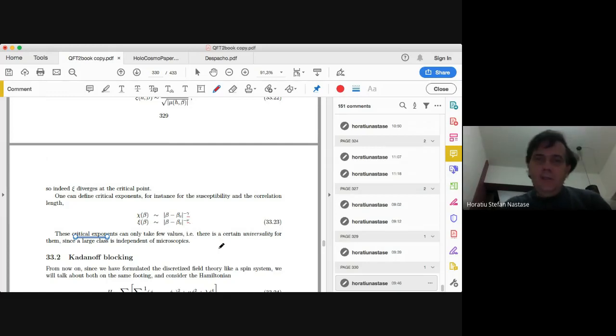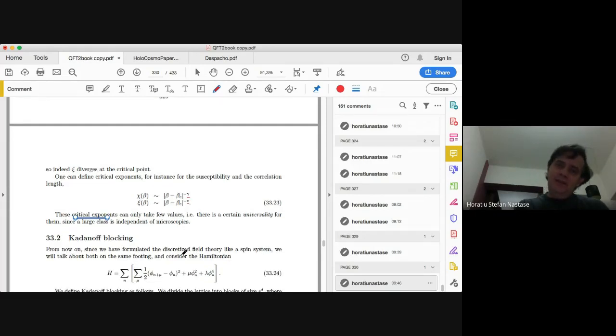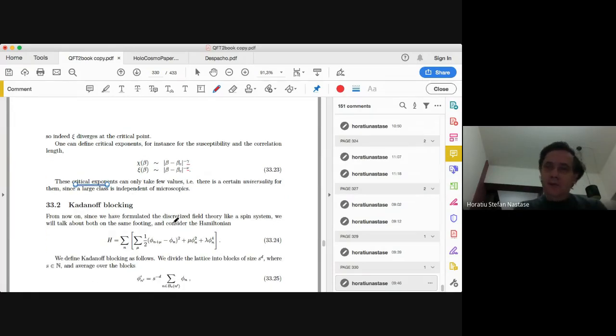And these critical exponents can only take a few values. In physical theories, they're not continuous parameters. They can take very few possible values, which means there is a certain universality for them. A large class of theories has the same critical exponents, independent of the microscopic theory. Near the phase transition, a large class of theories looks the same.